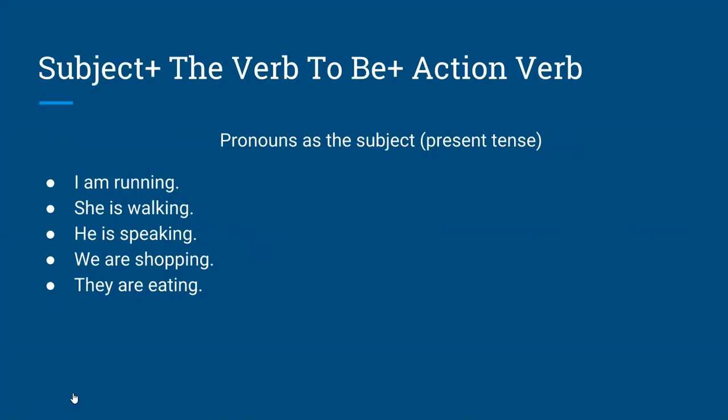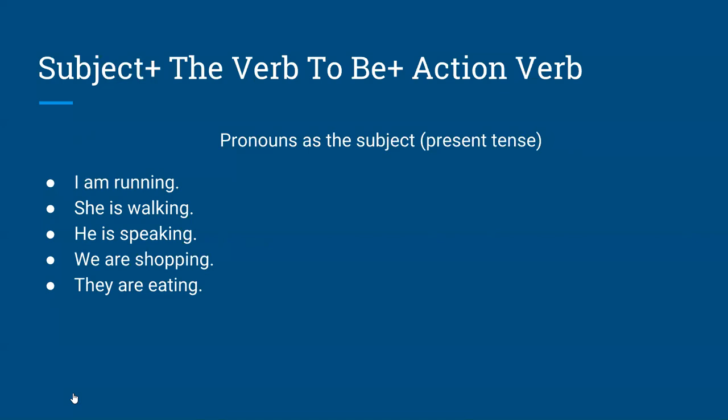Okay, so now let's get to it. Let's make some sentences. So if we take a look at our pattern, so we have our subject plus the verb to be plus an action verb. And right now our subject is going to be pronouns because that's the easiest, so we're going to start easy. And we're just going to be in present tense. So our subject's going to be pronouns, and we're going to be in present tense, and we're going to make really easy sentences, and then later we're going to add on and make them longer.